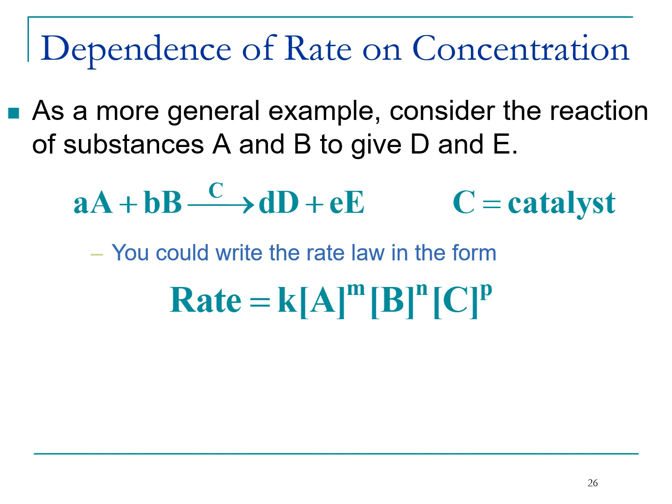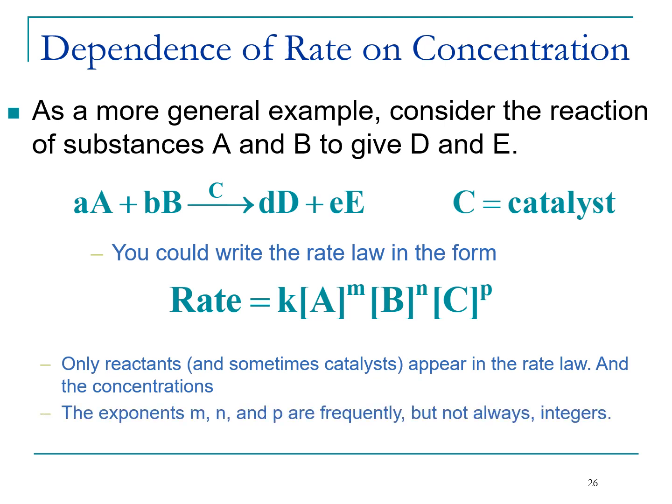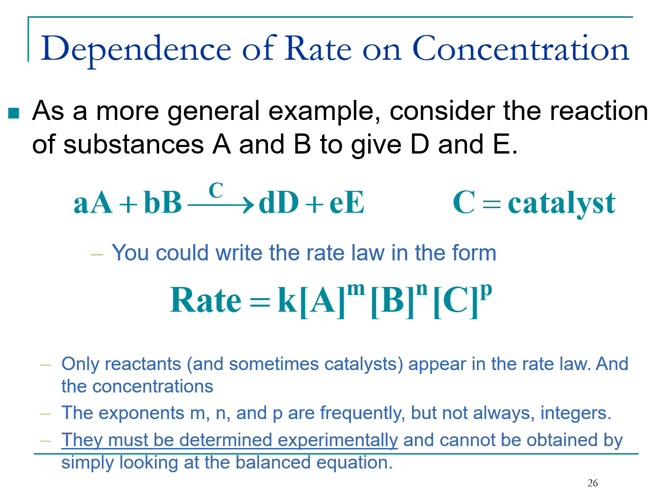Notice that products are not involved in the rate law, just the reactants and sometimes catalysts. And also the brackets mean concentrations, and usually molar concentrations. And these exponents, m, n, and p, are found experimentally. They are often integers. They don't have to be integers. I will say that for this class, we're really going to be looking at only integers, but they don't have to be. And like I said, they have to be determined experimentally.